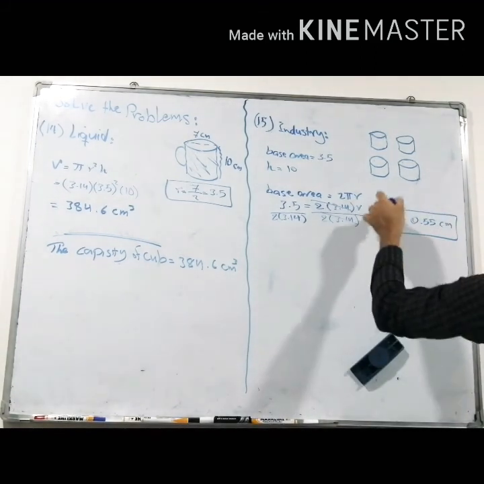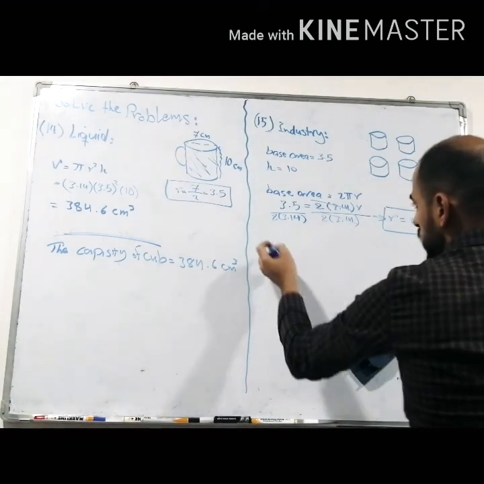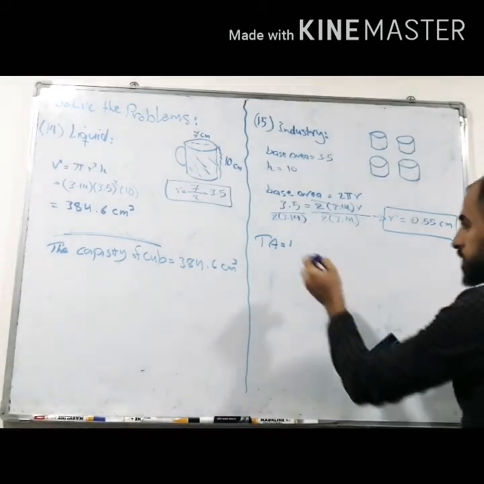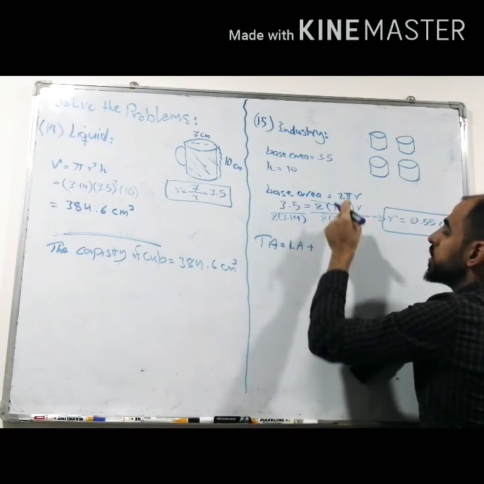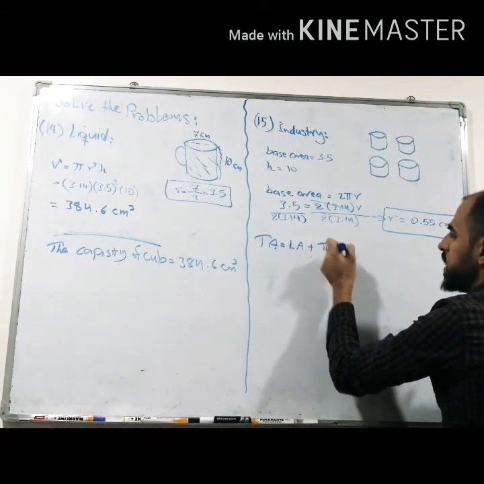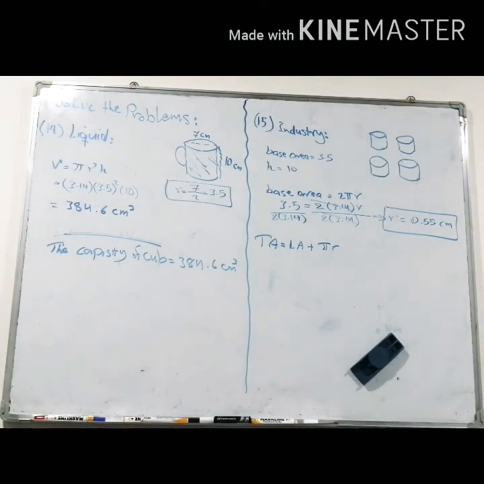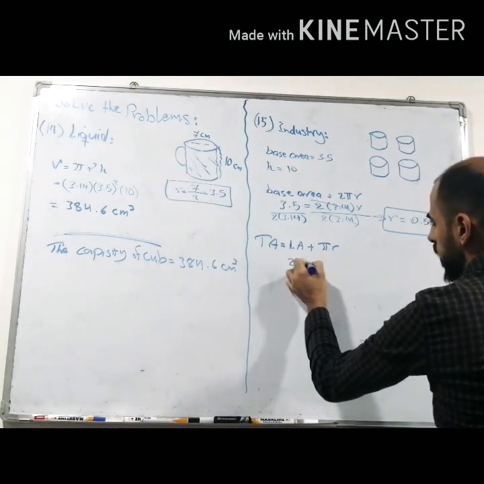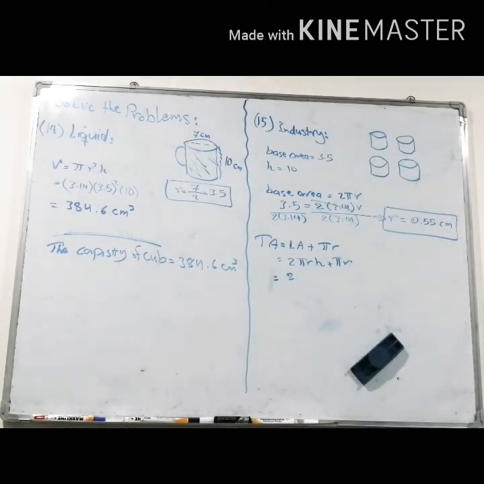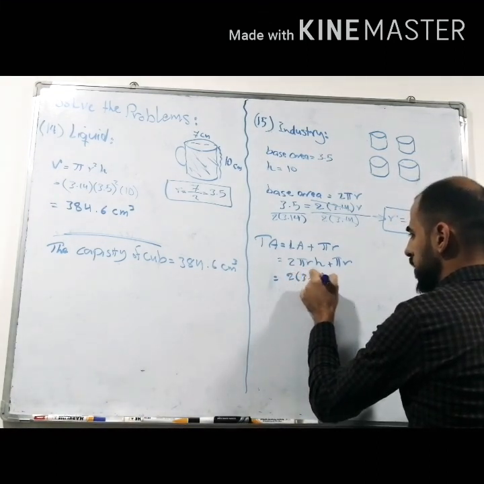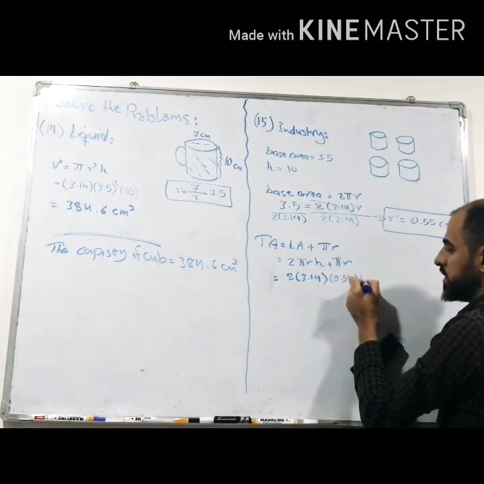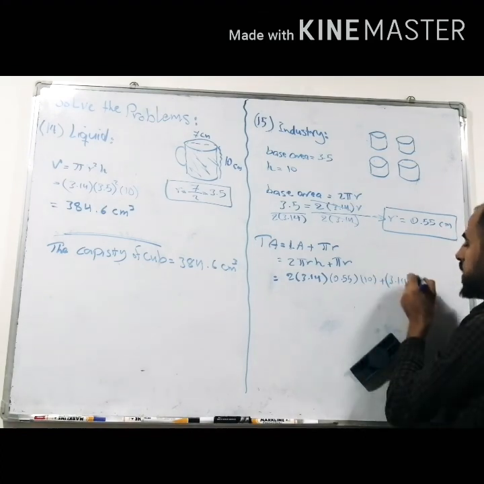After we find the radius, we will use the law of total area, but here we use the lateral area plus not 2 pi r squared. Why? Because in a cylinder we have 2 bases. Here the can is without the upper base, so it will be plus pi r squared, not 2 pi r squared. And the lateral area is 2 pi r h: 2 multiplied by 3.14 and r is 0.55 and h is 10, plus 3.14 multiplied by 0.55 squared.